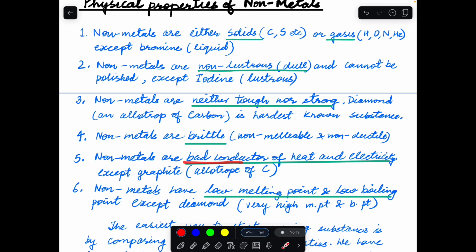Non-metals are bad conductors of heat and electricity. And here the exception is graphite, another allotrope of carbon. Graphite is a very good conductor of electricity as well as a good conductor of heat. Therefore, graphite is used for making electrodes in electrical appliances.